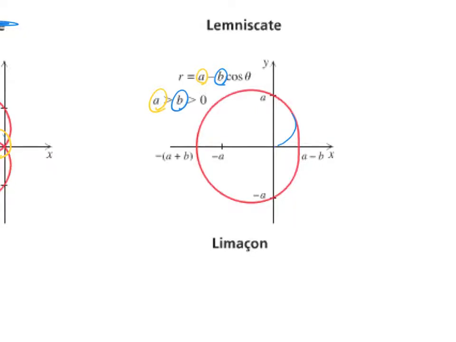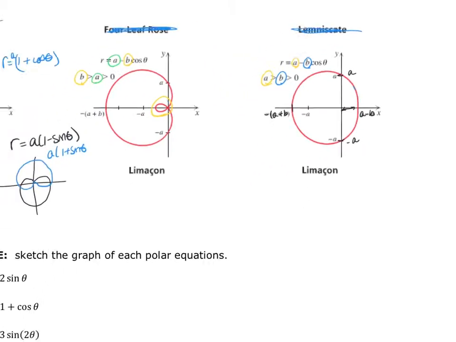So I still go out on the limaçon, it's not a lemniscate. When we have a limaçon, I'm still going to go out a distance of A, but the difference is, notice this goes out A, this goes out negative A, but this from the origin is A minus B, and then from the origin on this side is negative A plus B, right?